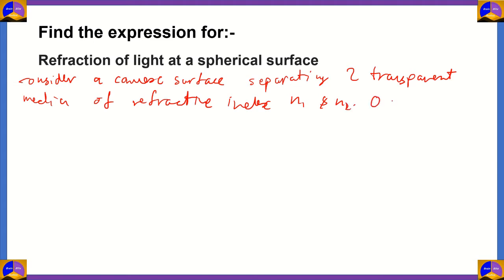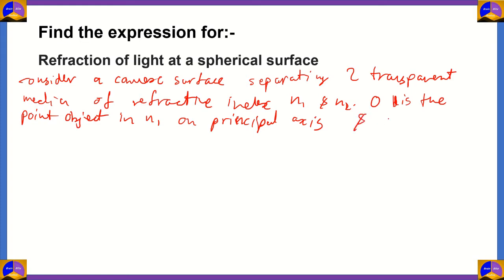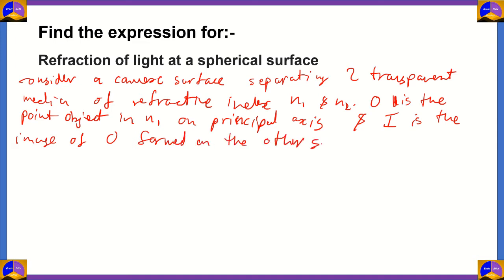Now O is the object, the point object present in medium n1 on the principal axis, and I is the image of O formed on the other side. So if we want to draw a diagram for the same, you have a convex surface and a principal axis, then you have the object O.